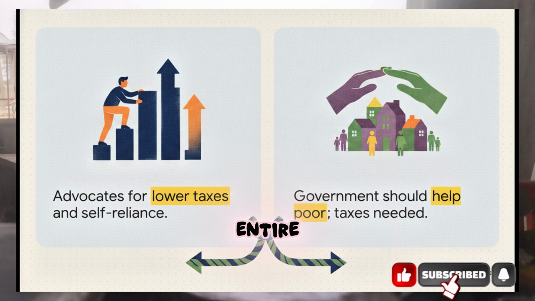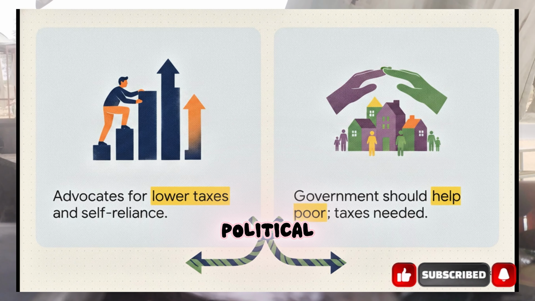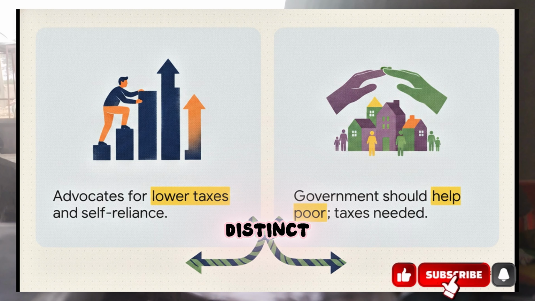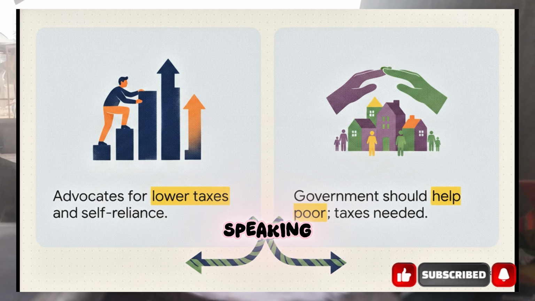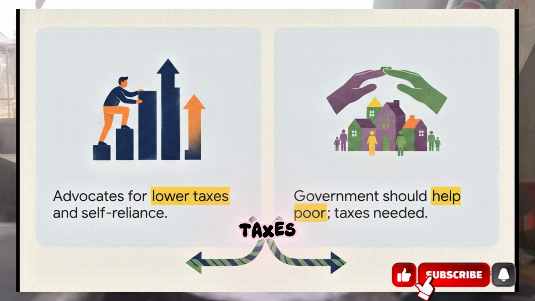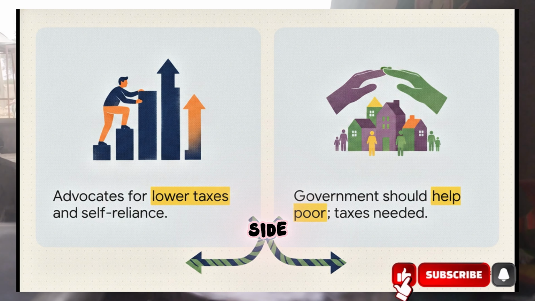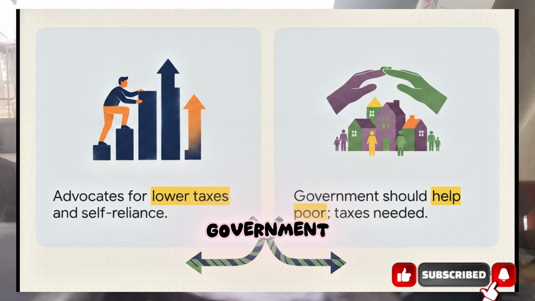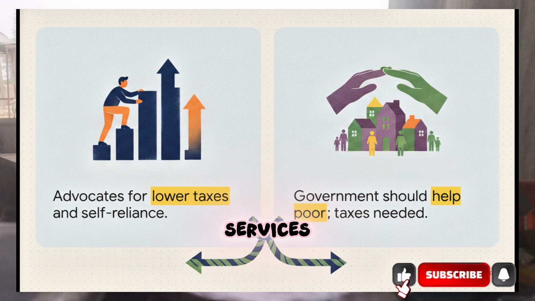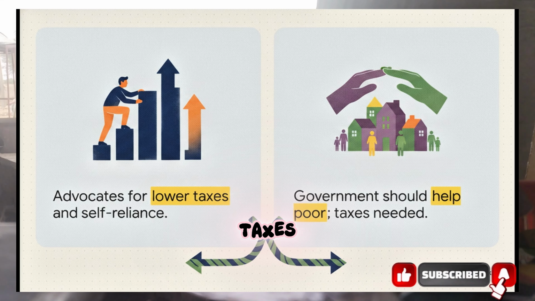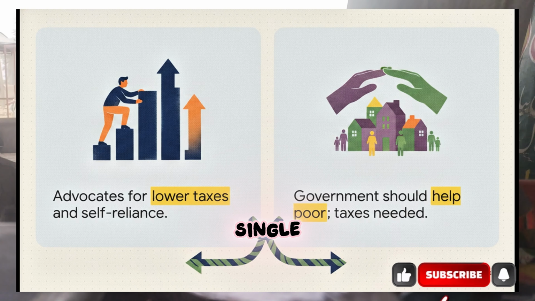And driving that entire machine are two main political parties operating on very distinct philosophies. Generally speaking, Republicans advocate for lower taxes, self-reliance, and less government intervention. On the flip side, Democrats generally argue that the government has a duty to provide social services and help the vulnerable, which means higher taxes are necessary. That constant push and pull between those two viewpoints, that is what shapes American law every single day.